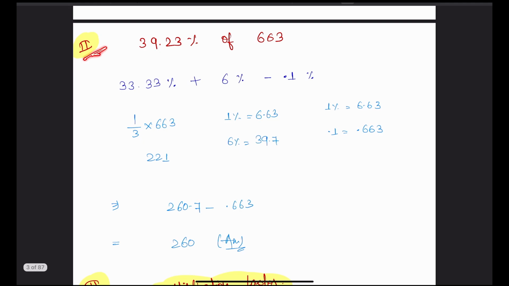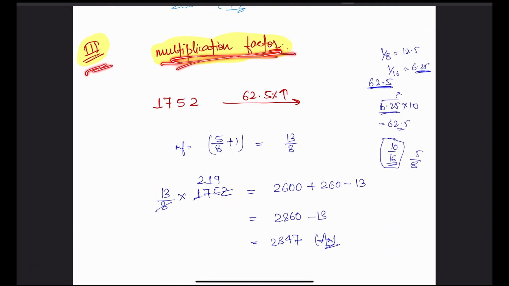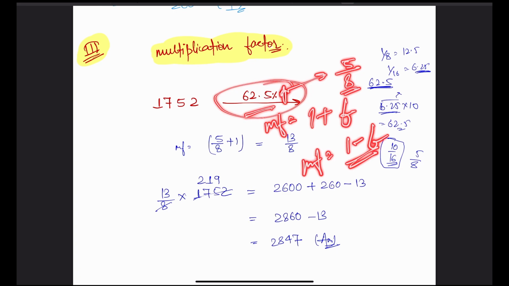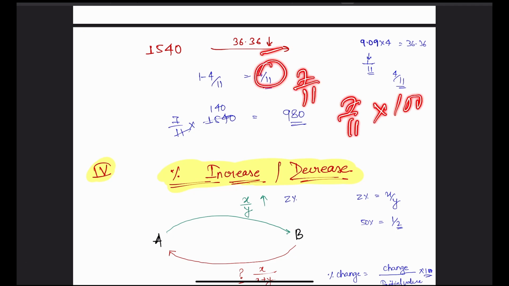The second thing we have done is percentage of some value, and how to break that percentage into different forms. The third one is multiplication factor. If it increases by this much, we convert it into the form of a fraction, that is f by 8, and if it's increased then the multiplication factor MF is 1 plus f, otherwise MF will be 1 minus f, whatever the value. Great, we have done that. Negative also we have done, 7 by 11 into 1540.